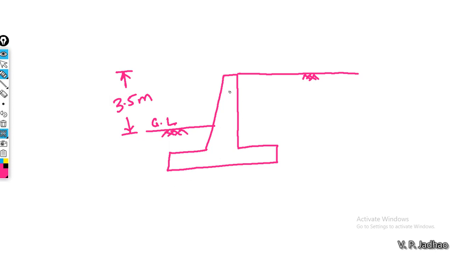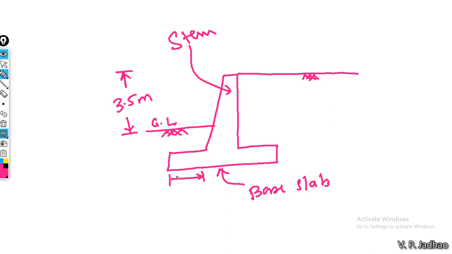This particular part of your retaining wall is called the stem. This particular portion is called the base slab. And this portion is called the toe projection.